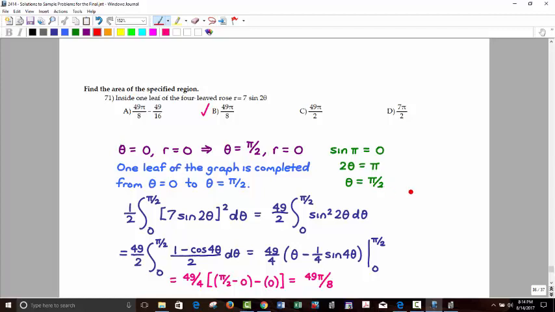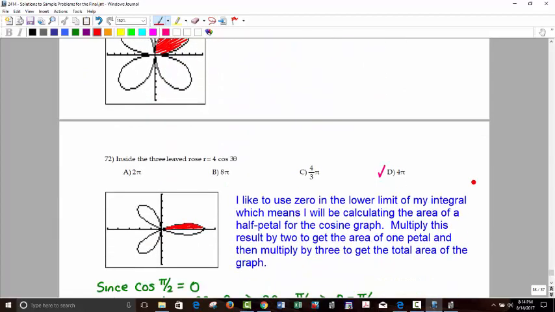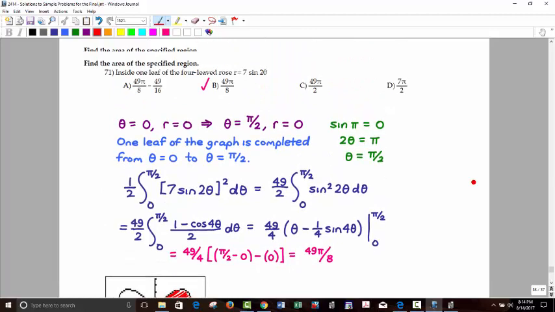All right, so that's what we have right there. That means when theta is pi over 2, it will complete its full leaf pattern. So that's the key part of this problem, getting this right. The setup is on your formula sheet: 1/2 times the integral of r squared d theta, where r is a function of theta, with the limits 0 to pi over 2. It's very important that we got that pi over 2.